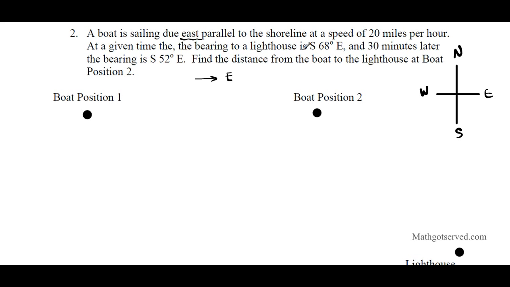At a given time, the bearing of the lighthouse is 68 degrees east from south, and 30 minutes later, it is 52 degrees east from south. Find the distance from the boat to the lighthouse at boat position 2. So it's heading due east, so this is boat position 1.